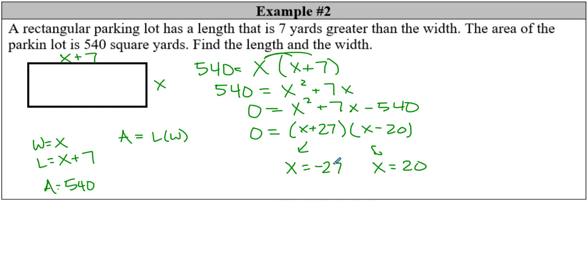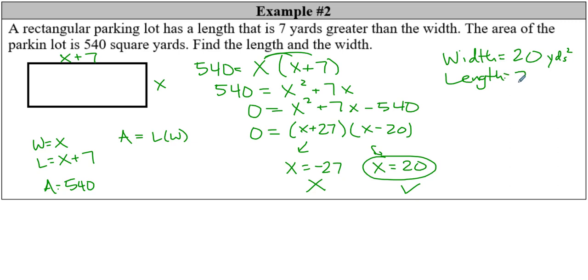So can we have a negative length or width? Don't think so. So this is not going to be a solution. This is going to be our one that is a possible solution. It's realistic. It makes sense. So if we know that x is equal to 20, which one of these is just x? Boom, that is my width. So my width is equal to 20 yards. And then 20 plus 7, that's going to give me 27. Boom, look at that, so easy. As long as you know what you are doing. All right. Okay, so this one is not so bad either. All right, let's go to example number 3.